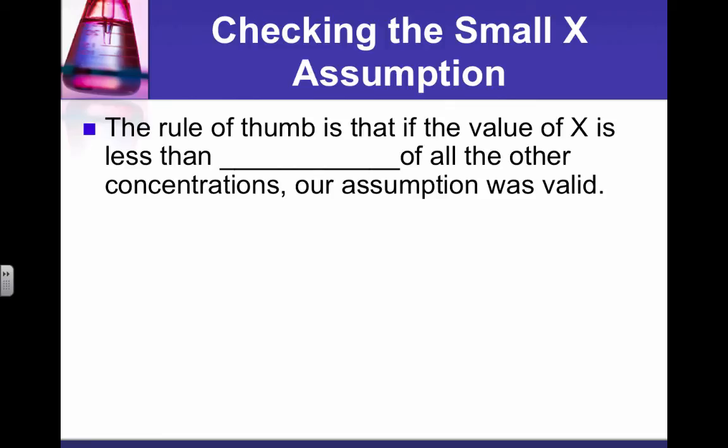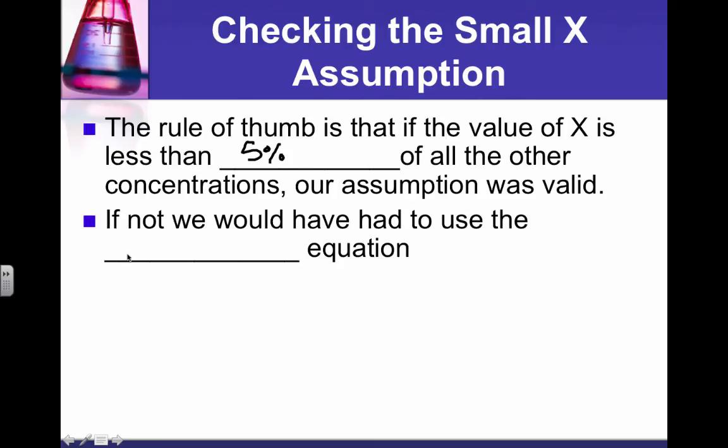So the rule of thumb is that if the value of X is less than 5% of all the other concentrations, then our assumption was valid. If the value of X is greater than 5% of any other concentrations, then we would have to use the quadratic equation, and this method wouldn't work. So when you use the solver, let your reader know that you're using the solver. If you use the small x assumption, then make sure that your reader knows you're using the small x assumption so that we can follow your logic in your equilibrium problem.